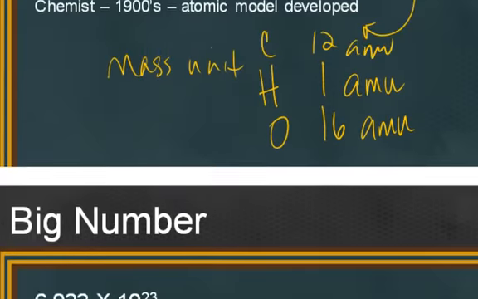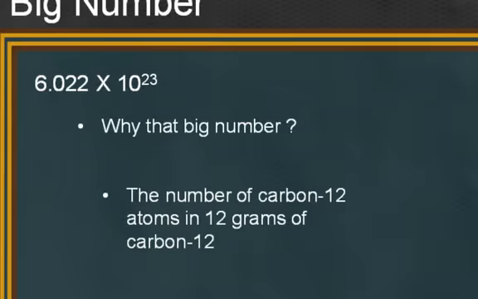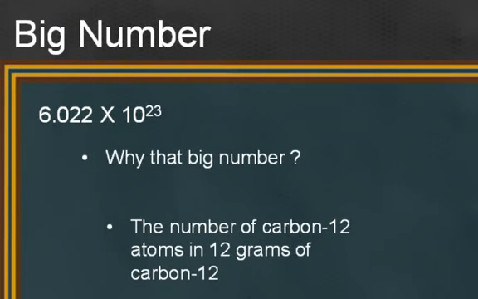All right, but it's very, very tiny, so we need a very, very big number to relate that tiny model to the macroscopic scale. And that big number is 6.022 times 10 to the 23rd. That's the number that we call the mole, 6.022 times 10 to the 23rd.